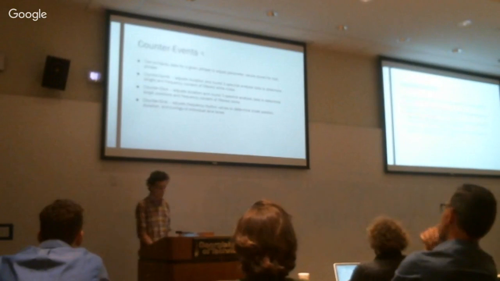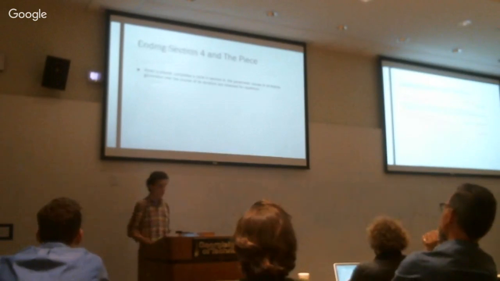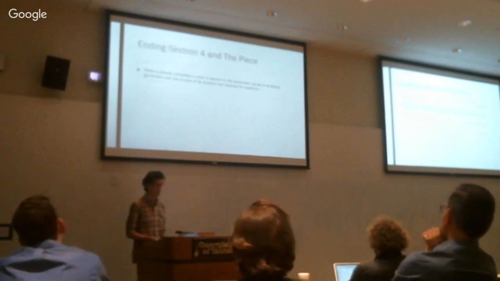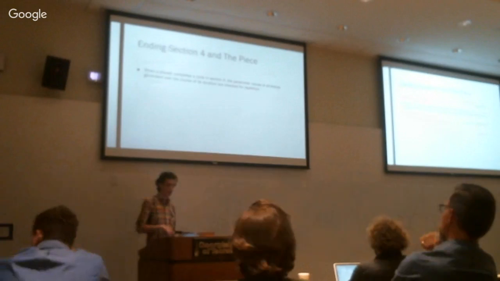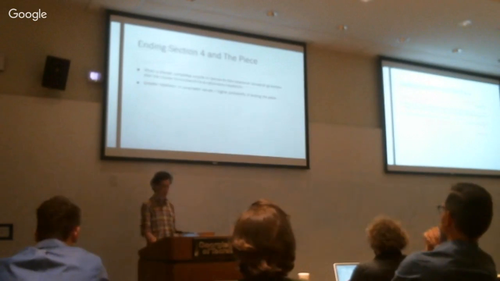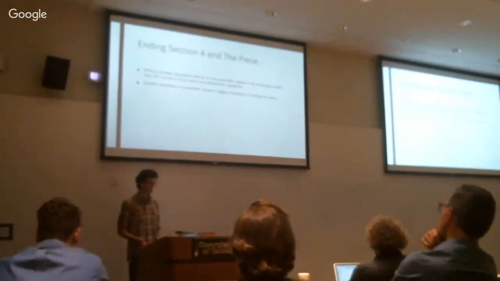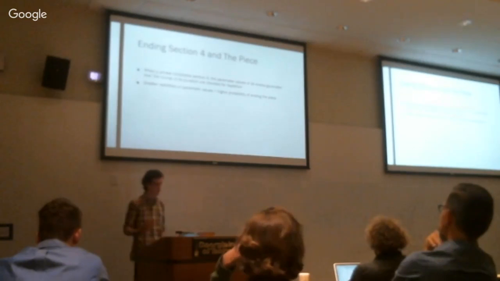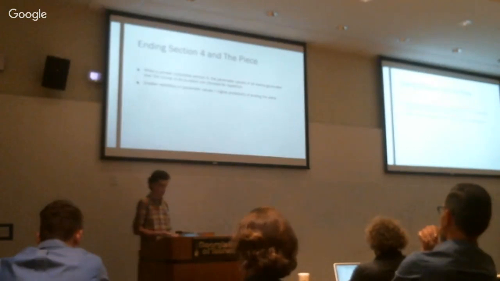So finally, to end section 4, and also the piece, every time a phrase completes the cycle in section 4, the parameter values of that and all preceding events are checked to see how many identical parameter values have already been stored. And the more identical values are found, the higher the probability the piece will end. And that pretty much wraps up the description of what happens in each of these 4 sections.